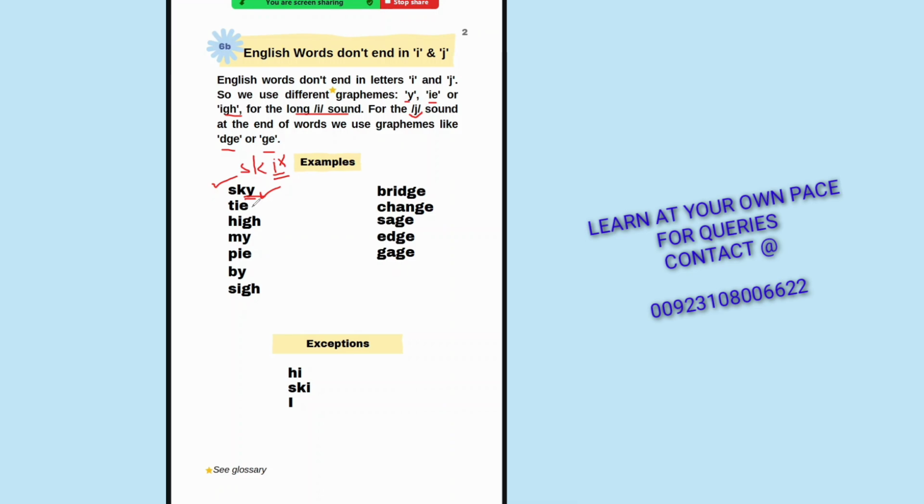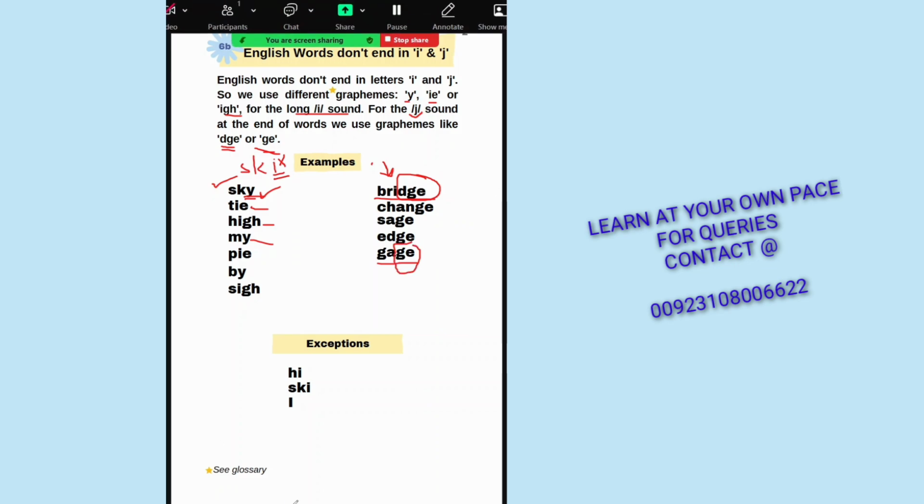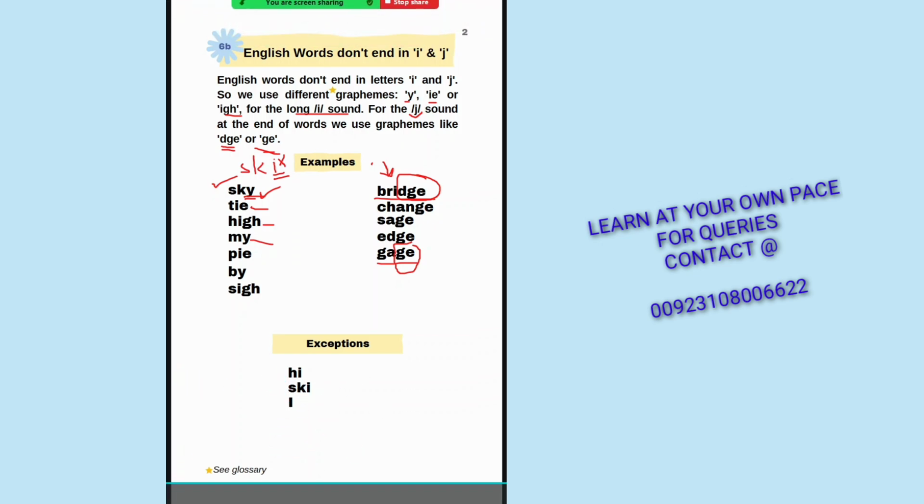So we will write Y instead of the letter I for the long I sound. Other examples can be tie, high, my. For the J sound at the end, we cannot write the letter J, so we will represent it either by DGE or GE. For example, gauge, and for example, bridge. In bridge, we are representing the J sound by DGE, and in gauge, we are representing the J sound with GE. But there are only a few exceptions: high, sky, eye.